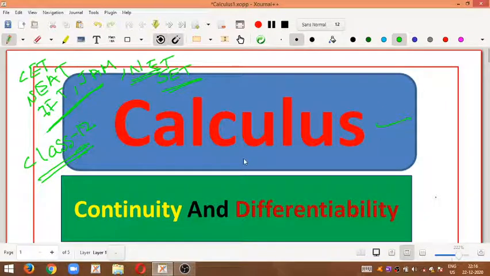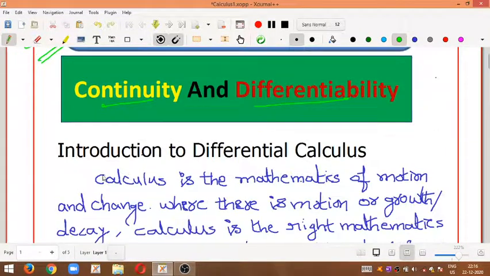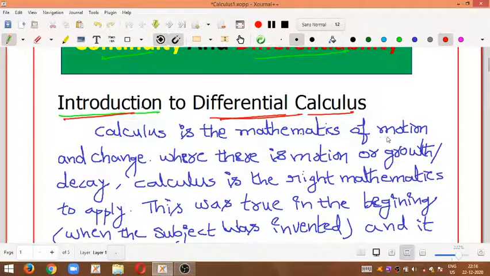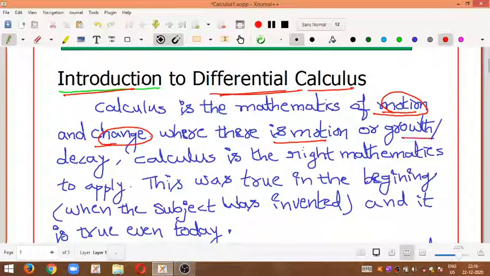Thank you. Now we want to discuss continuity and differentiability. In this continuity and differentiability, first of all, introduction to differential calculus. So this is the introduction part. Here, calculus is the mathematics of motion and change. Where there is motion or growth or decay, calculus is the right mathematics to apply. So where you want to apply calculus means where the motion or growth or decay is there, in that place you apply this calculus part.